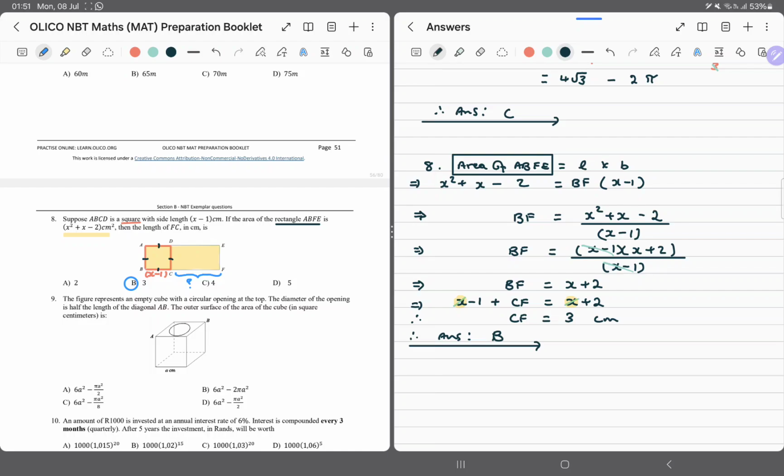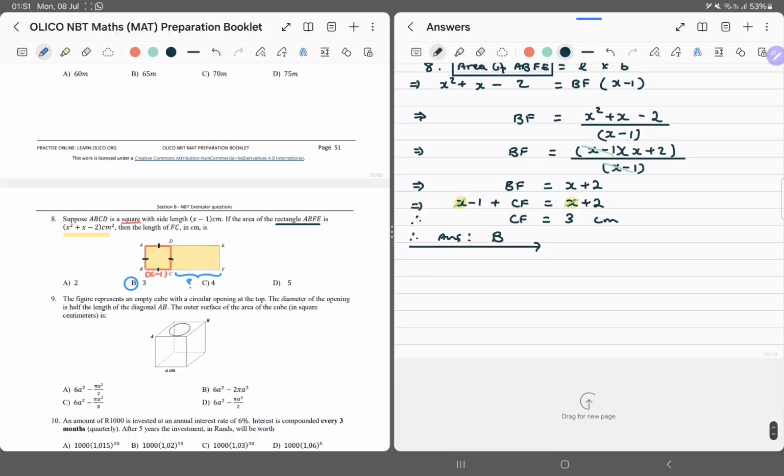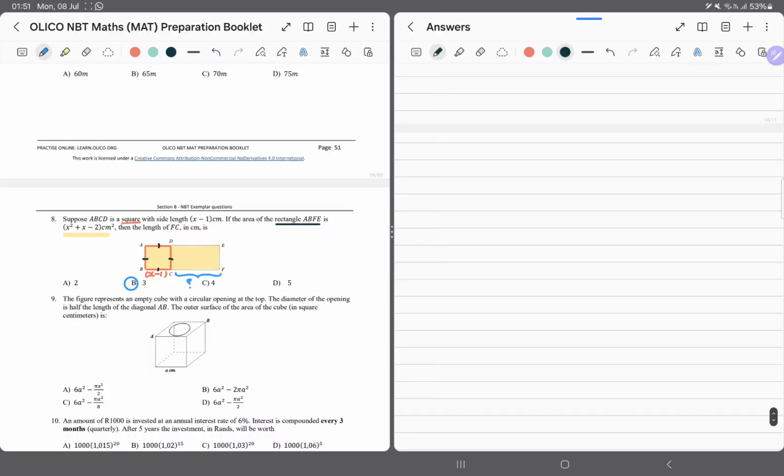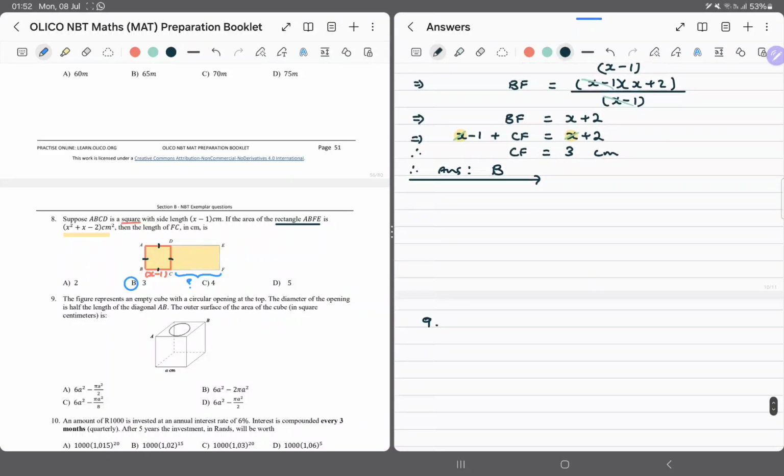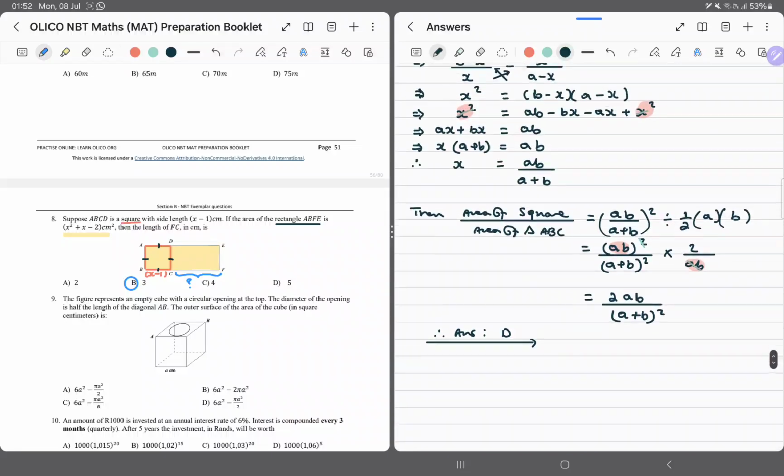Anyway guys, so let's just finish up now. So let's end with this question 9 of the exemplar and work it out. Obviously guys, I'm going to attach these. I'm gonna have all these questions attached to this memo, and this memo will be available for download.